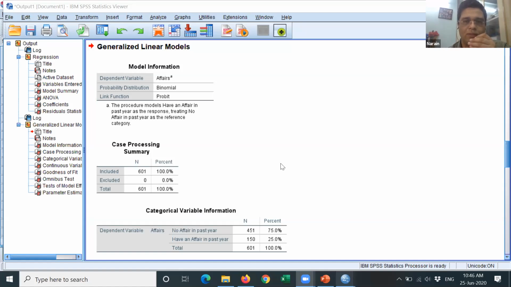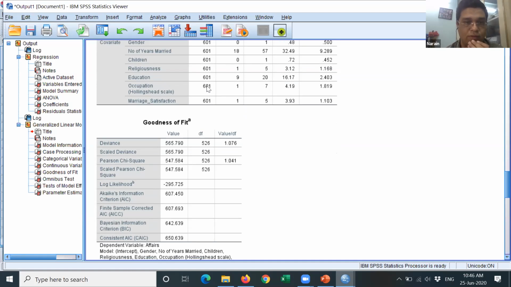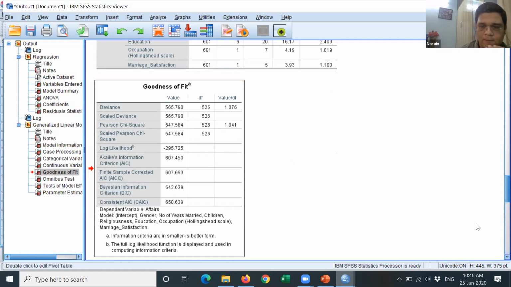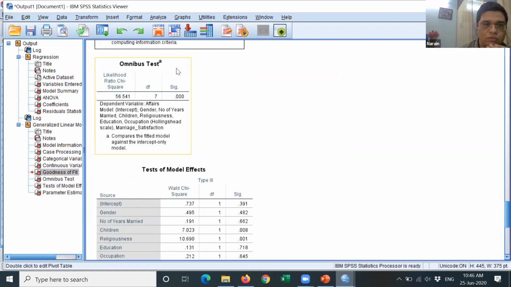So I'm getting some output here, the generalized linear model, Probit-based analysis. My dependent variable is affairs, and I'm using the binomial probability distribution, and the link function is a Probit one. There are a couple of goodness of fit measures as well. We'll talk about log likelihood in more detail. That's also reported here. Pearson chi-square is also there. So some of my goodness of fit measures have been reported here. Let me go ahead further and talk about the likelihood ratio. We'll come back to it.